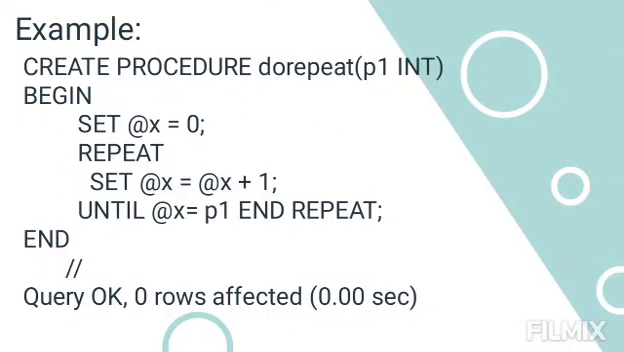The example: REPEAT, SET @x equal to 0. Here I use @x. What is the usage of the at symbol? The at symbol denotes a session variable or user variable in MySQL. @x equal to 0. Then I use a repeat loop. Repeat, set @x incremented by 1, until the x value is equal to p1. Whenever the value of x is equal to p1, at that time the loop exits.